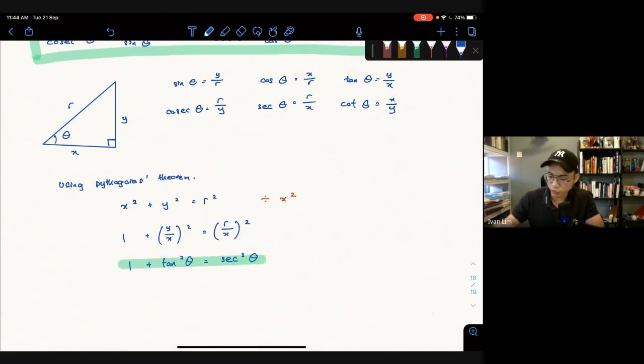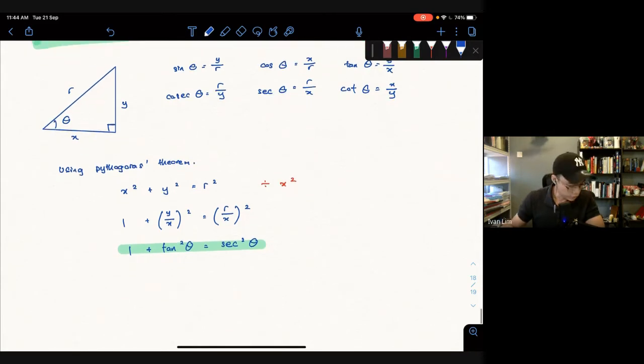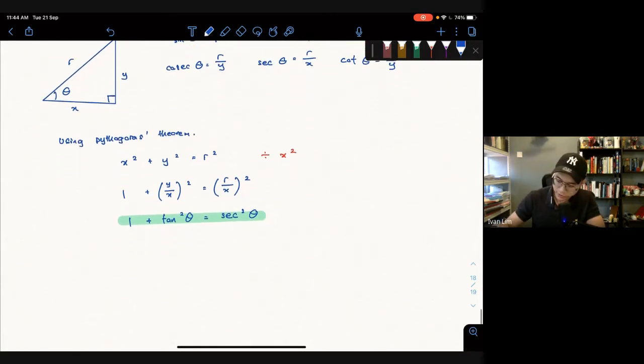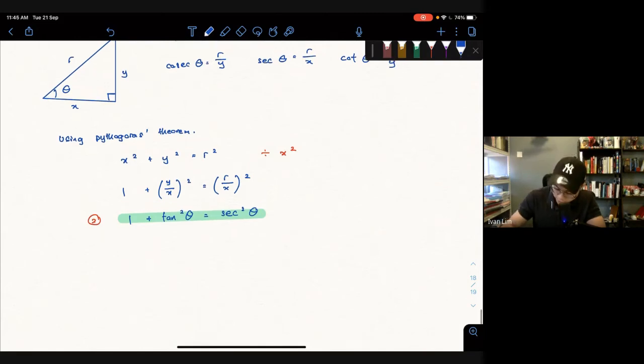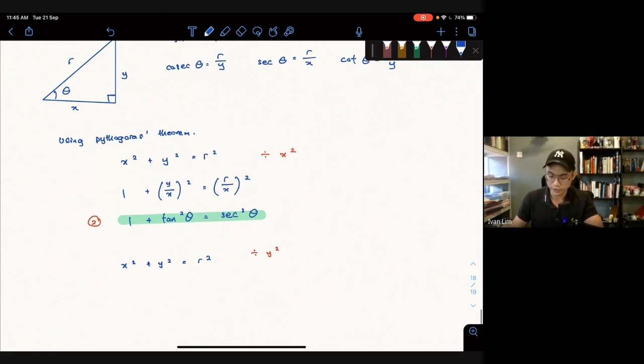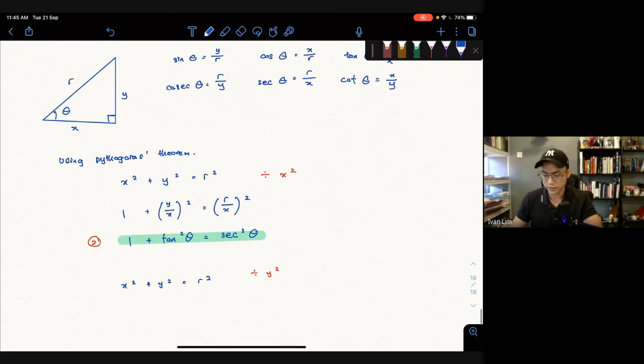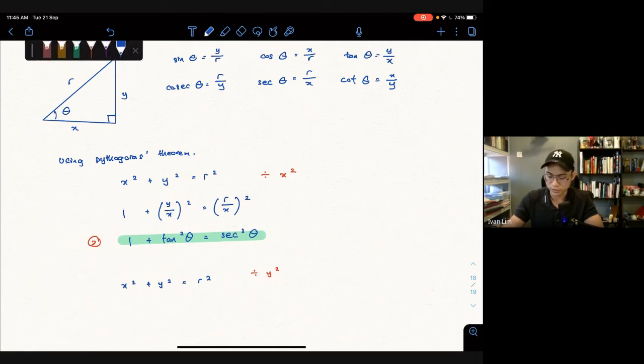We want to prove one more identity using Pythagoras theorem again. The first one is sine square theta plus cos square theta equals 1. So we use Pythagoras theorem again: x squared plus y squared equals r squared. This time we divide the whole equation by y squared. I want all of you to try before you look at this. Divide the whole equation by y squared, see what you get, then use the identities above. Sine theta equals y over r, cos theta equals x over r, tangent theta equals y over x, and so on.